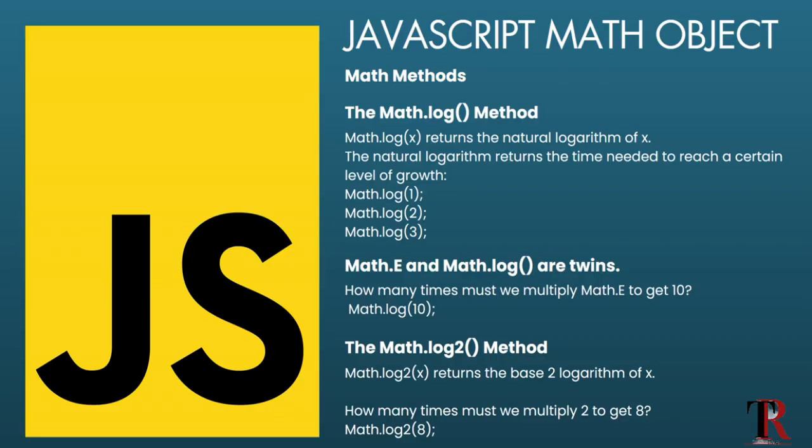So the natural logarithm returns the time needed to reach a certain level of growth, and the math.log returns the natural logarithm of a number. The math.e is a mathematical constant that keeps creating different numbers infinitely, without repeating.